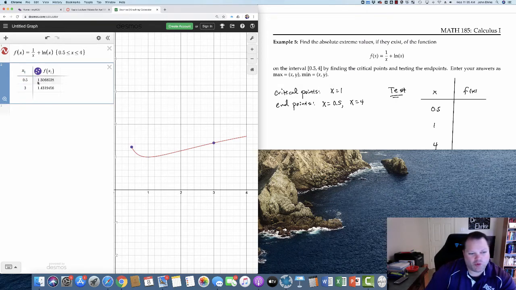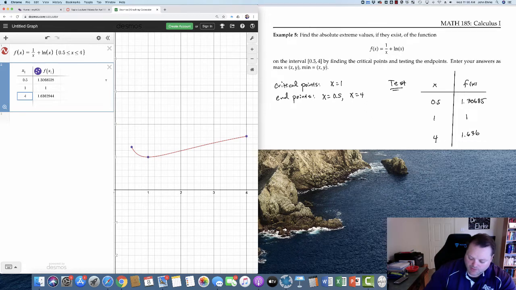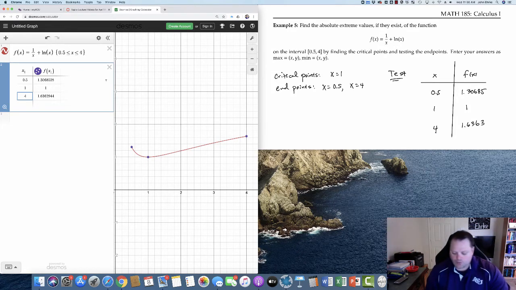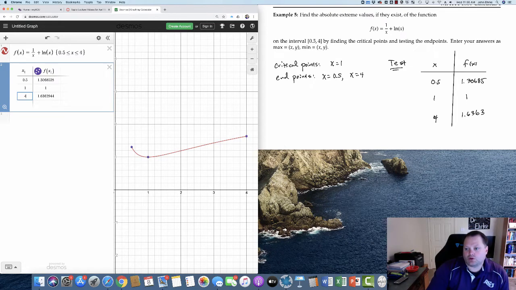At the point 1/2, the function value is 1.30685. At 1, the function has a value of 1. And at 4, the function has a value of 1.636. Okay, so we're looking at this. We know that the largest y value is at 4. So my absolute max is at the point 4, 1.6363.